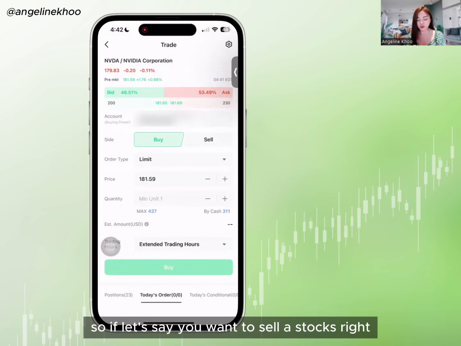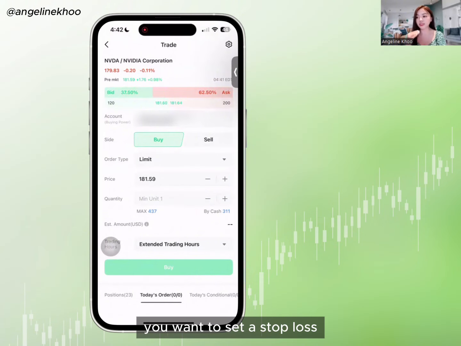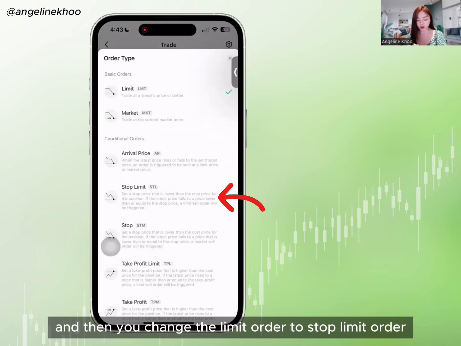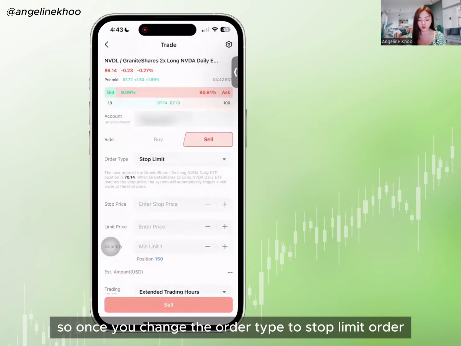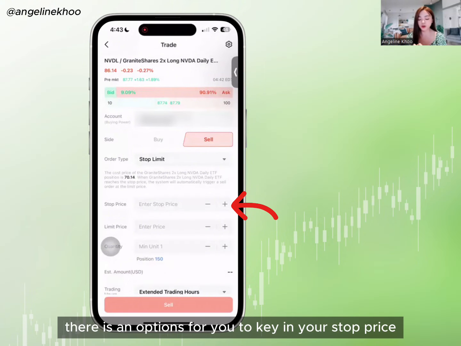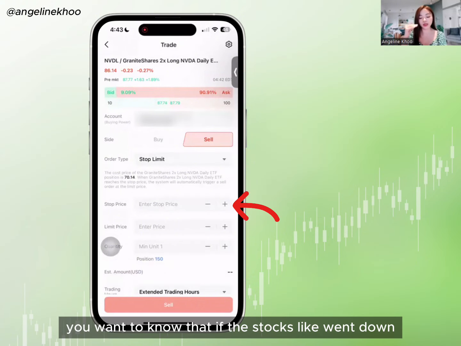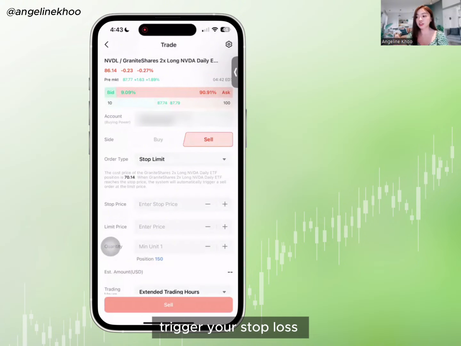So let's say you want to sell a stock and you want to set a stop loss. Make sure you click on sell and then change the limit order to a stop limit order. Once you change the order type to stop limit order, you can see there are options for you to key in your stop price. Meaning, you want to know if the stock goes down by how many percent, it will trigger your stop loss.